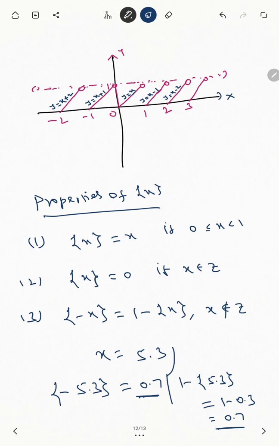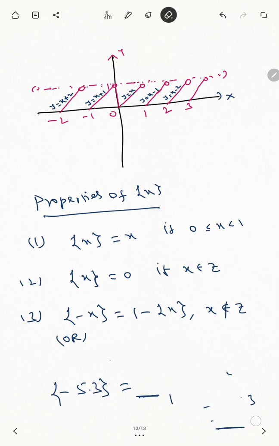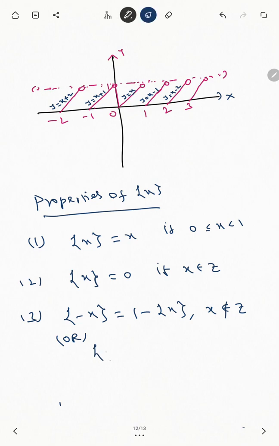Is it clear? Fractional part of x is directly 0 whenever x is integer. Whenever non-integer, here of course it is minus x. Is it clear? So from this what do you write? Or let me erase this. What is the fractional part of x from this? One minus the fractional part of minus x. Both are the same. Is it clear?